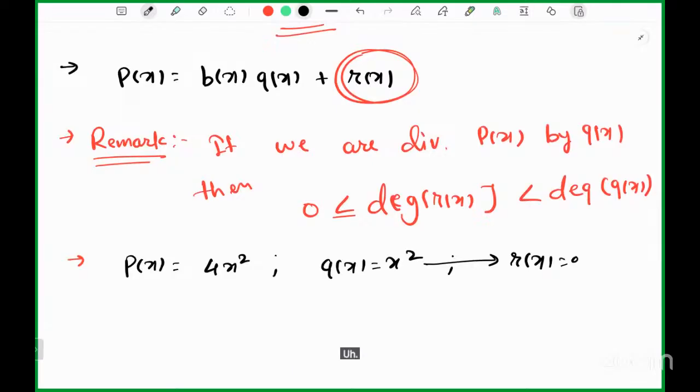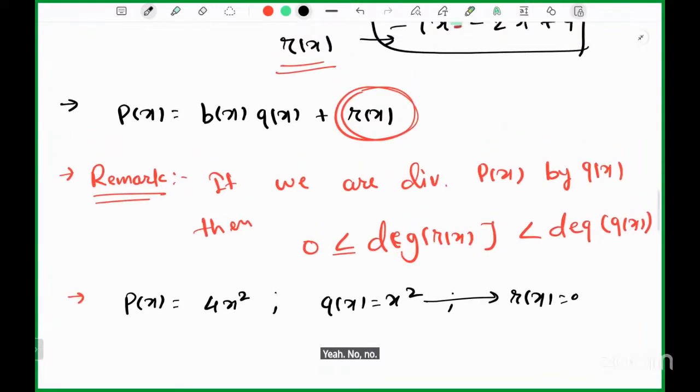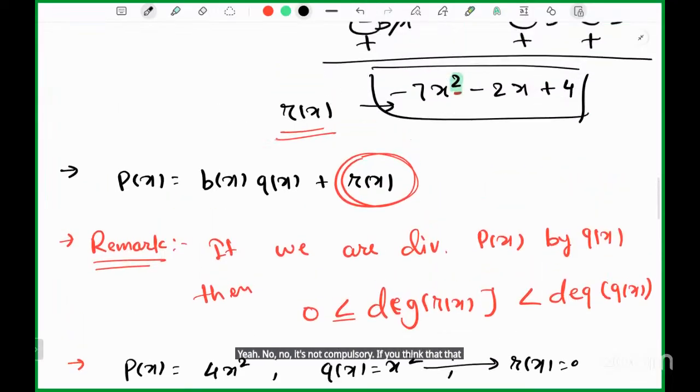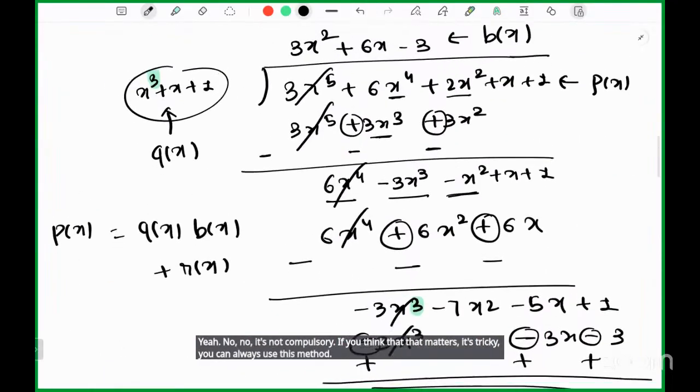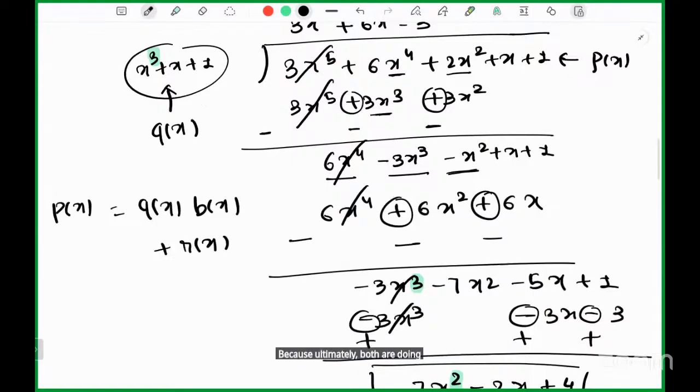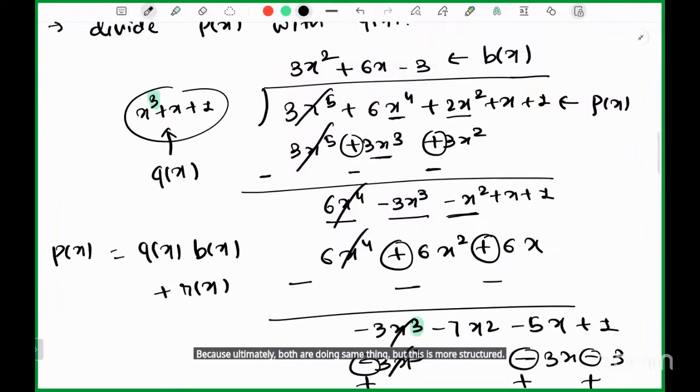Ma'am, in the lectures, the professor has taught us some kind of formula for multiplication, addition, and subtraction. So do we have to learn that? No, it's not compulsory. If you think that method is tricky, you can always use this method because ultimately both are doing the same thing, but this is more structured. That one is not that structured, so it seems a bit difficult. Because there are also questions in the activity on that, and because that is complicated, we are not able to learn it.